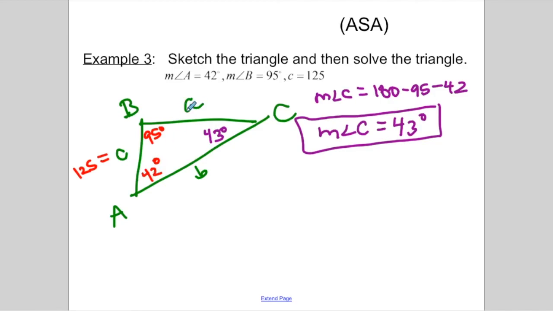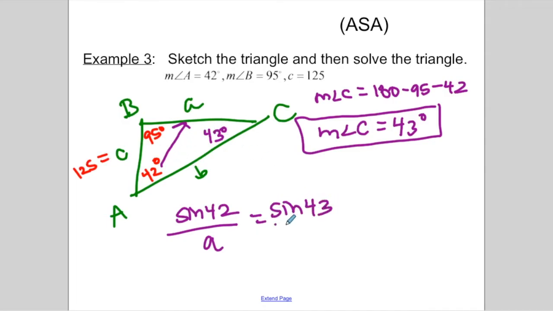Now I'm going to go ahead, let's just go in alphabetical order. I'm going to solve for side A. I have all my angles, now I need a side. So it's sine of 42 over side A equals, okay, now do you guys see side B? We don't have it, so I cannot use sine of B over b. I have to use my pair that I have here. So it is sine of 43 over 125.